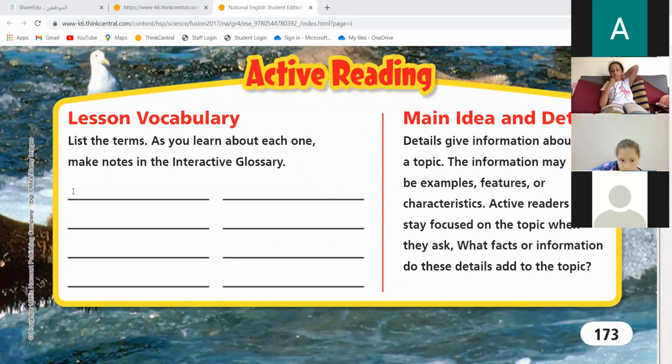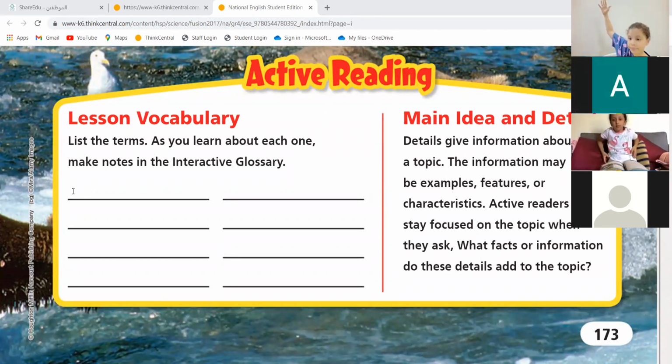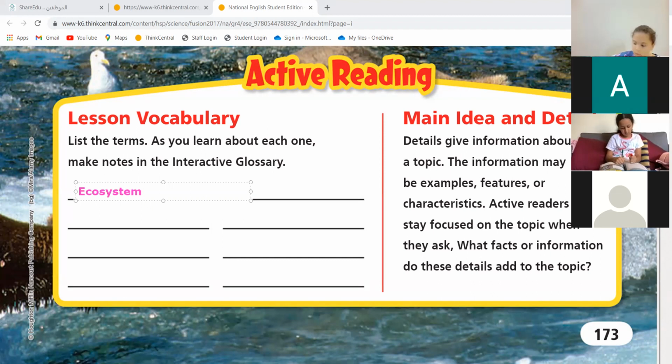What was the first word we learned about? Hi, Amaria, let's start with you. The first word is community. Wait, no, ecosystem. Okay, it's fine. Ecosystem. Then environment. Who's environment? Fatuma, did I allow you to answer? No. Don't jump up, okay?